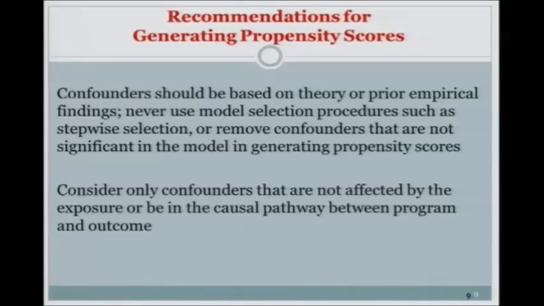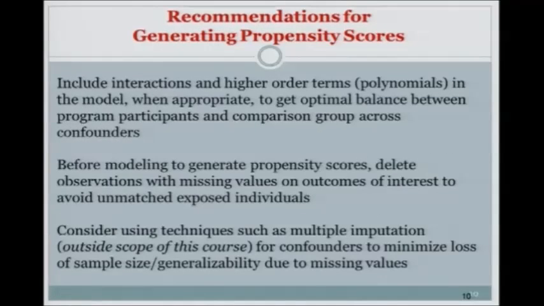So like I said before, confounders should be based on theory or prior empirical findings. Don't use model selection procedures. But remember causal pathway issues. The definition of a confounder is that it's not in the causal pathway between the program and the outcome. So we want to make sure not to include those potential mediators between the program participation and the outcome in that propensity score model.